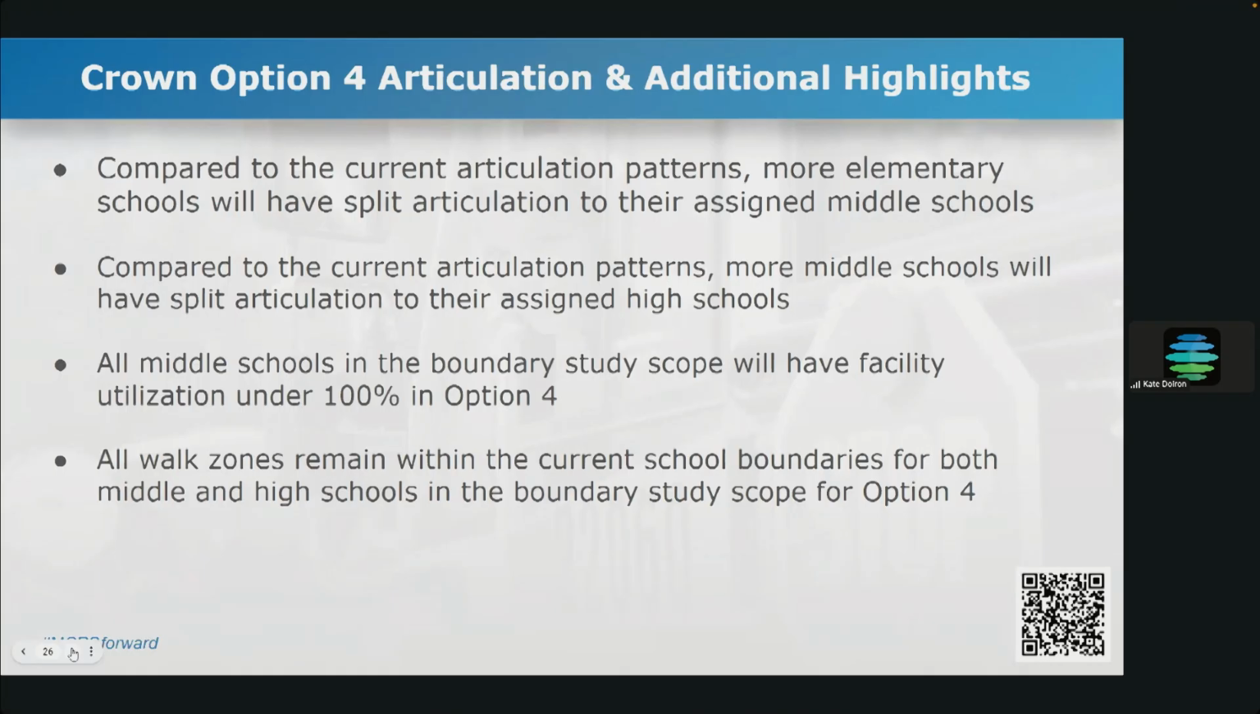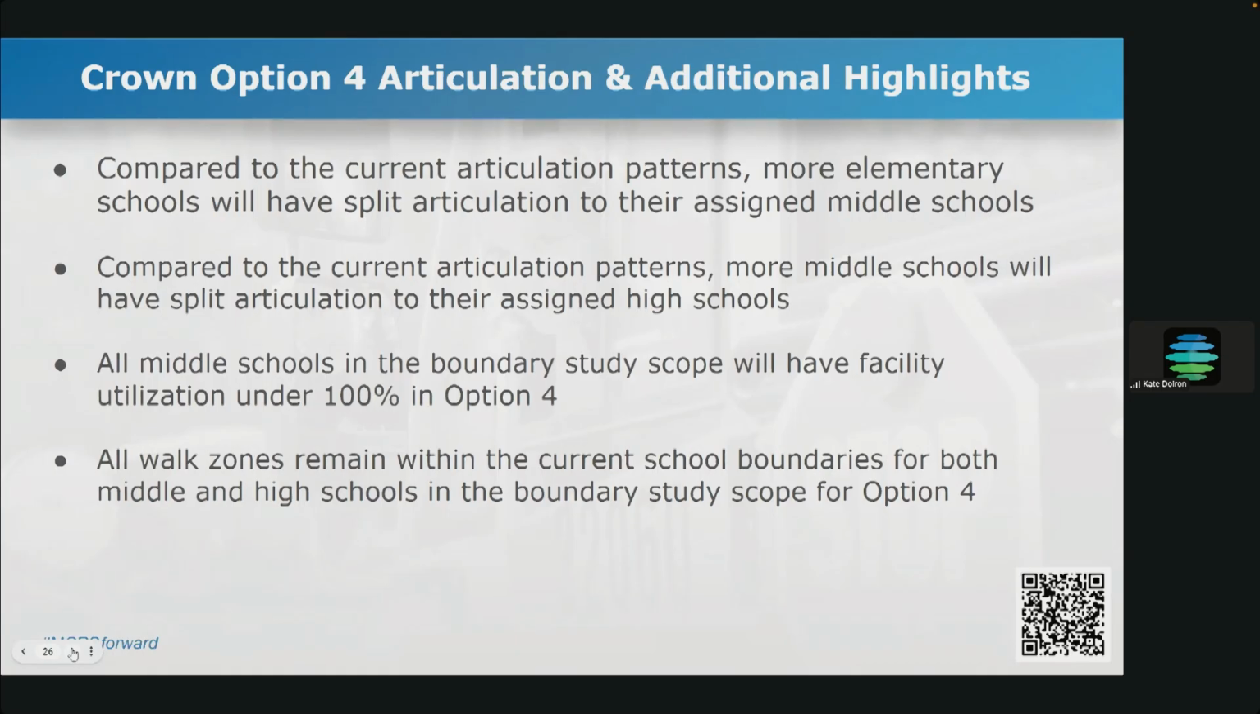Here is some additional information about the articulation patterns and facility utilization for option 4. Compared to the current articulation patterns, more elementary schools would have split articulation to assigned middle schools, and more middle schools would have that split articulation to their assigned high schools. All of the middle schools in the boundary study scope would have facility utilization under 100% in option 4. But in option 4, all walk zones remain within the current school boundaries for both middle and high schools in the boundary study scope.